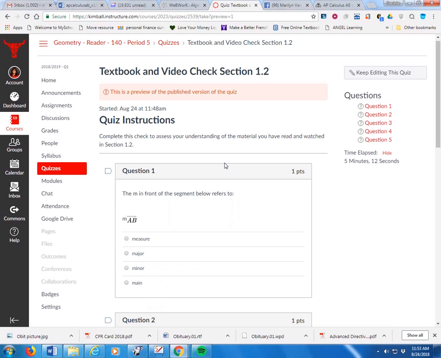All right, so let's go through the check and highlight some things that maybe you might still be confused on. And then I'll release you to start work on your classroom problems on big ideas, okay?